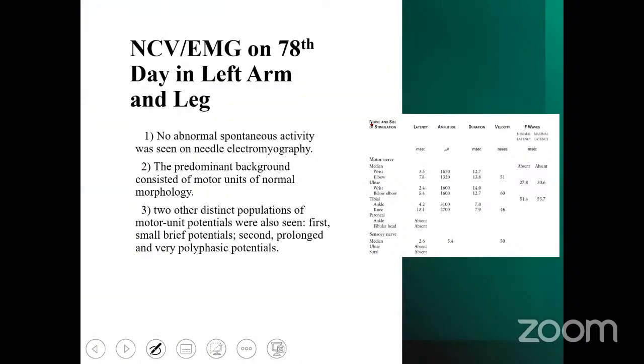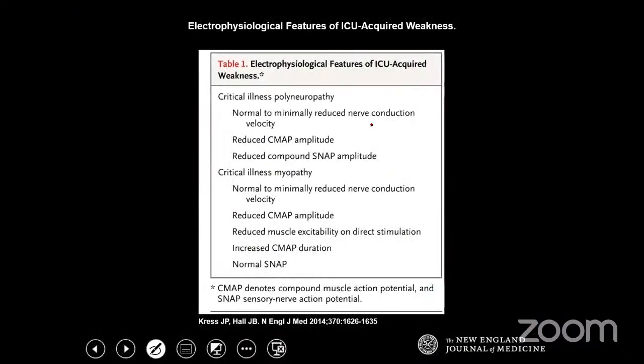So now let's look at the electrophysiology, which I have already shown you. What are the clinical features? Critical illness polyneuropathy is different from critical illness myopathy. In polyneuropathy, there is normal to minimally reduced nerve conduction velocity, reduced CMAP amplitude, and reduced SNAP amplitude also. EMG may show some spontaneous activity.